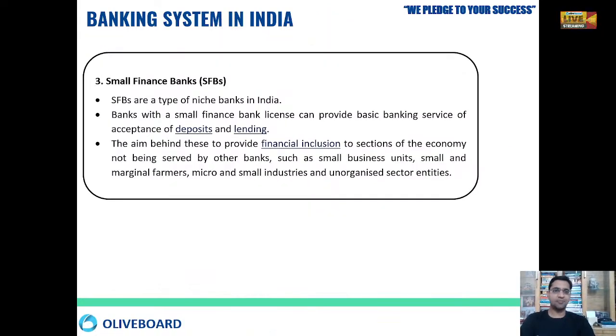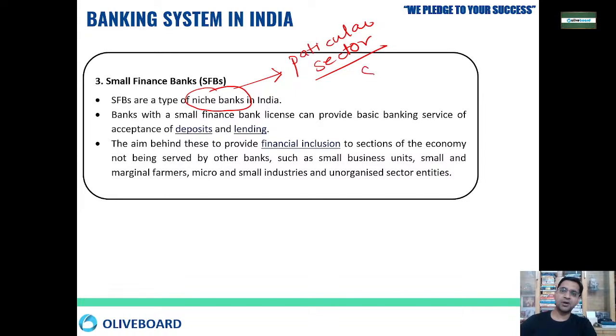Then comes the third category of banking, called small finance banks. They are called niche banks. Niche means they especially focus on a particular sector. They work in a very small area and have a very set target that they have to follow. It is not that they are engaged in too much banking activity. They are engaged in banking activity, but they have a target: they have to work only in these areas, only in these fields. That is why they are called niche banks.